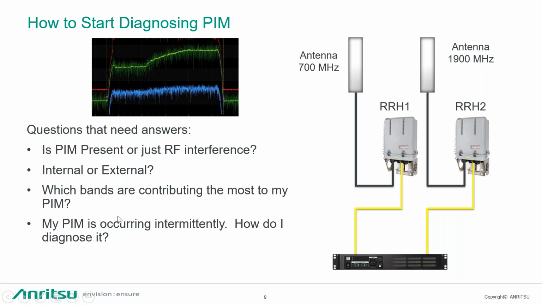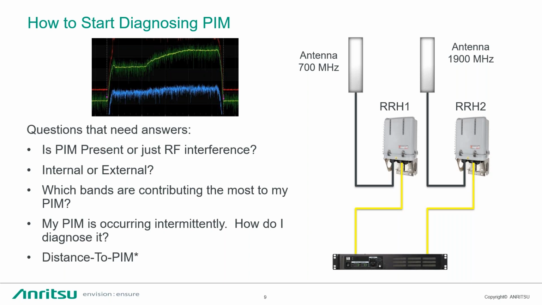Is my PIM occurring intermittently, which can make it very difficult to debug, especially if it's at particular days or particular hours where the environment is in a state of flux? So maybe you have a venue where people are driving in and out.